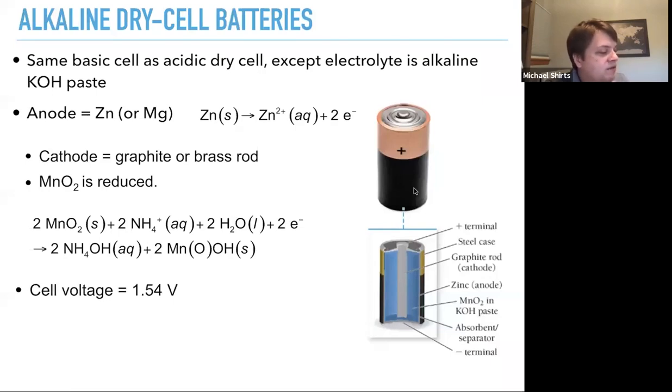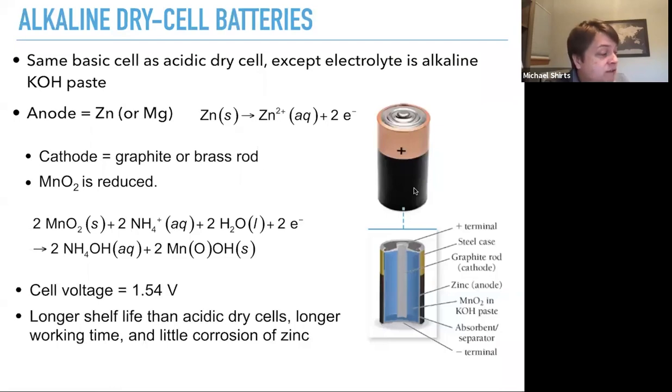Cell voltage of 1.54. The voltage differences are because of the different concentrations. It's the same basic oxidation reduction, but of course the concentrations will change, and so the voltage changes a little as well. They have a longer shelf life than acidic dry batteries. They're a little more chemically stable, with longer working time, and the zinc doesn't corrode as much. The zinc corrodes a little more in acid, but it doesn't corrode as much in base.